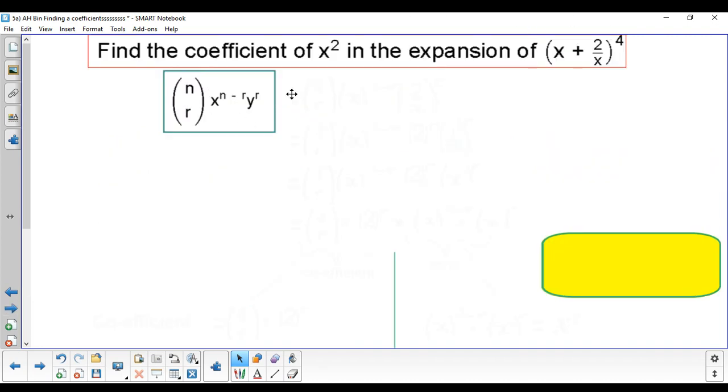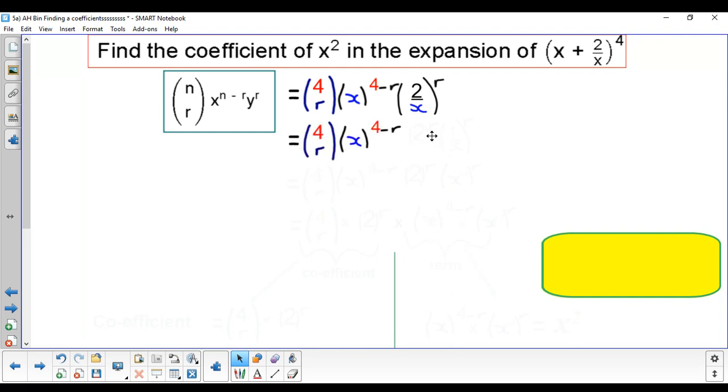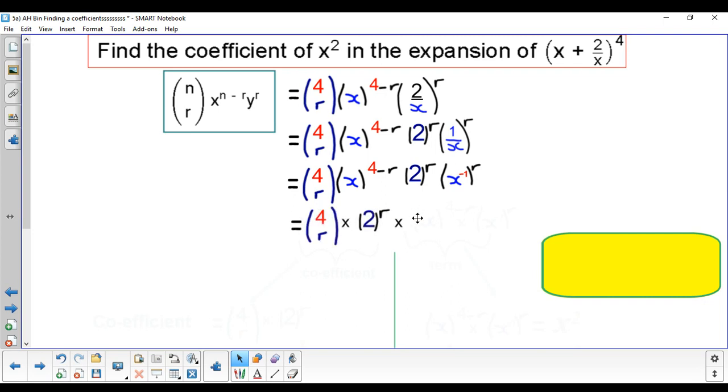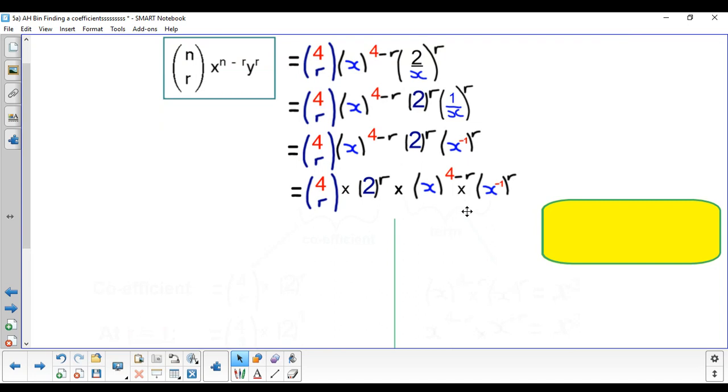Okay, a little bit trickier, to the power of 4. So you've got 4 choose r, x to the 4 take r, and 2 over x to the r. Let's start pulling it apart. So that's staying the same just now. I'm going to pull the 2 out and have that as 1 over x to the r. You need to get your x's all together eventually. So what I'm going to do is write this as x to the minus r, and then pull the coefficients to the front and the terms to the side. So you know you've got your coefficient and your terms.